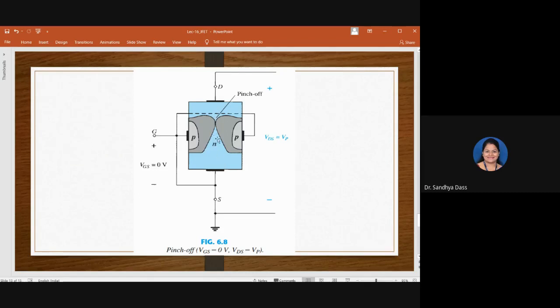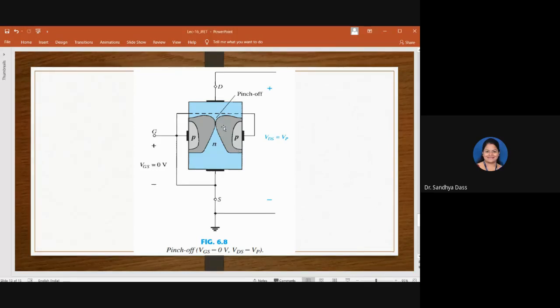Now observe the resistance in the channel. As this depletion region is widening, what is happening to the resistance here? Can anyone tell me the resistance inside the channel? How is it getting affected? Is it increasing or decreasing? Resistance to what? The flow of current. It increases, isn't it? Yes, I'm getting the answer. It increases. Very good.